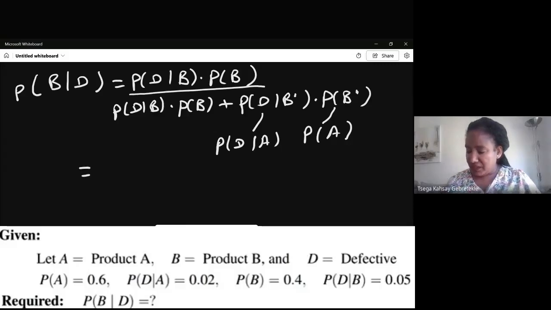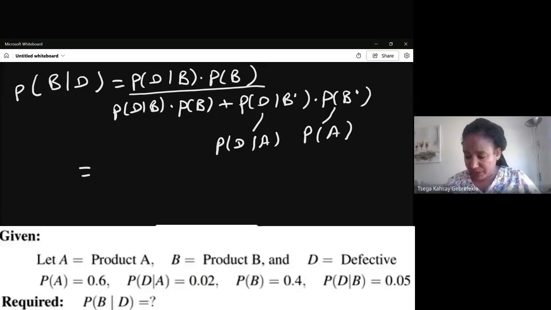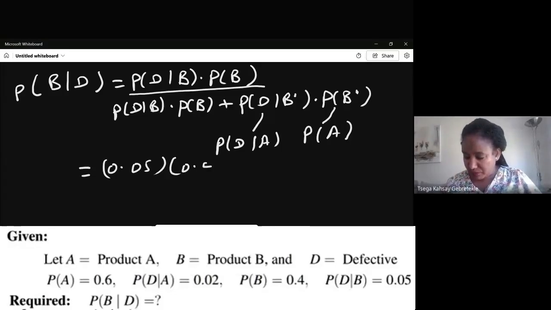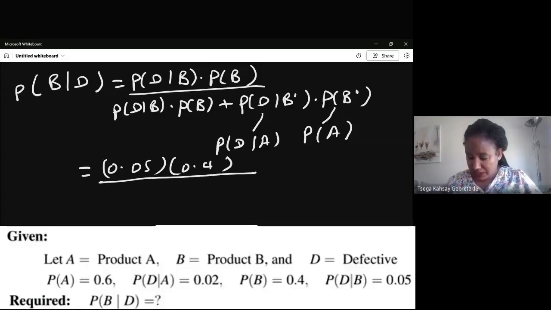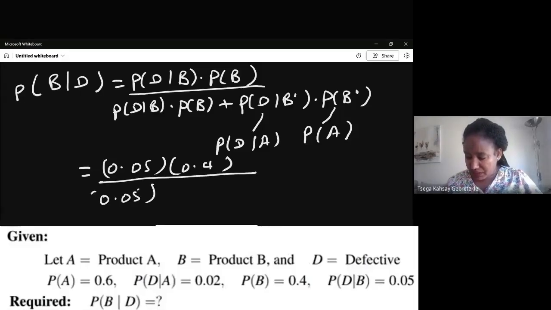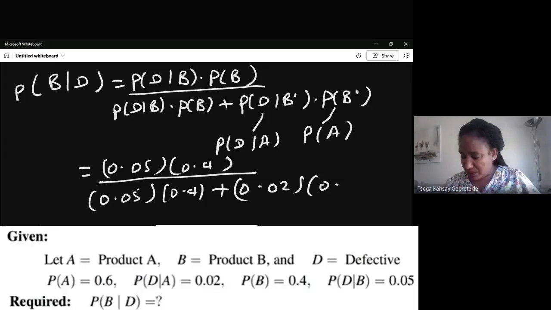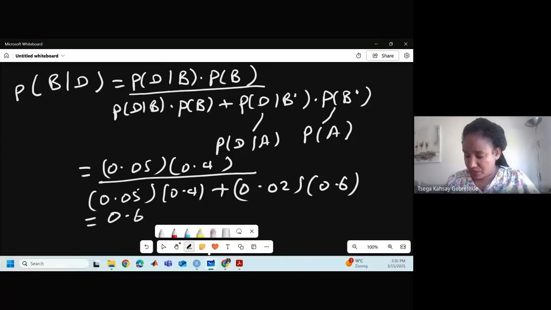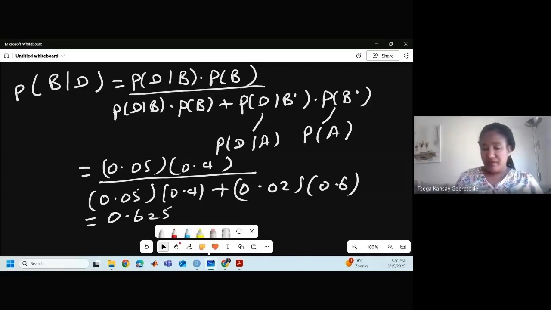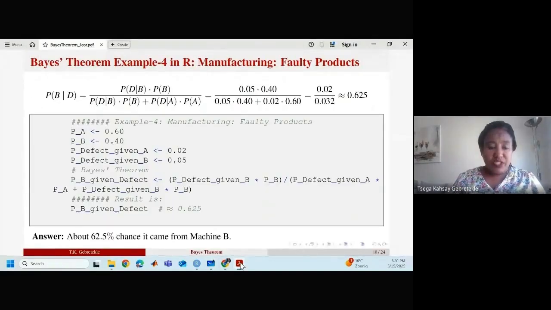So then substitute instead of this formula the given ones, which is 0.05 times 0.4 divided by 0.05 times 0.4 plus 0.02 times 0.6, and that expression is equal to 0.625, which is 62.5%. And that is about a 62.5% chance it came from machine B. And this is the code for R.